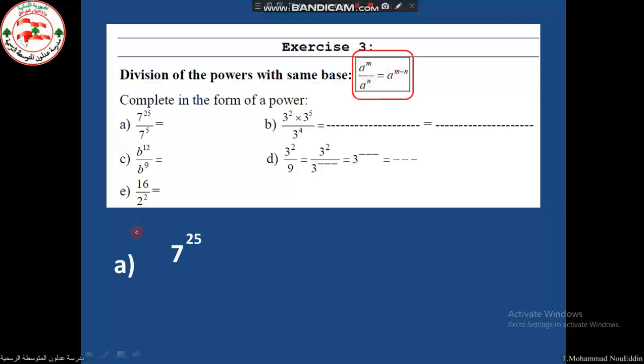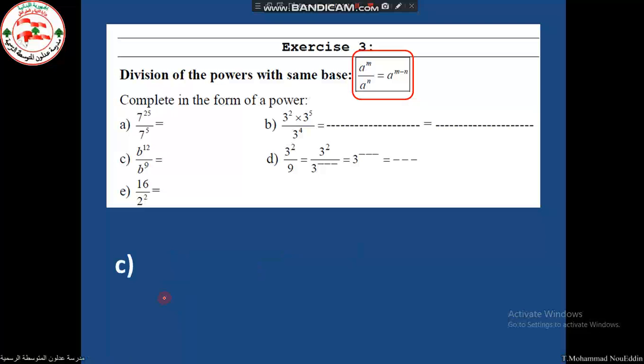7 raised to the power 25 over 7 to the 5th power equals, as the rule tells, we subtract the powers. So the answer is 7 raised to the power 25 minus 5, which is equal to 7 to the power 20. 25 minus 5 is 20.